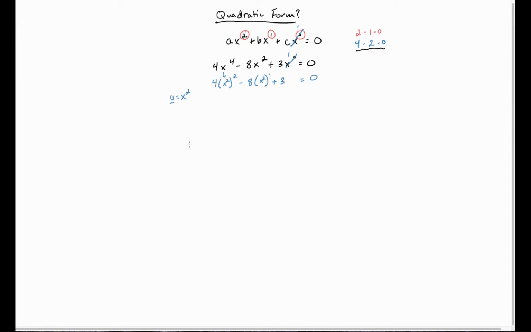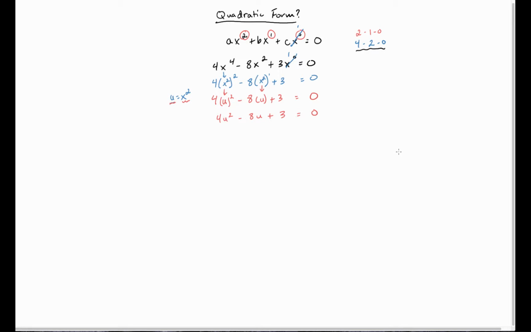And this is called u substitution. You don't have to use a u, you just use a variable. But let's see what happens when I perform that actual substitution. So anywhere there's an x squared, I can replace it with u. And so I'm going to do that. I've got 4u squared minus 8u plus 3. And I'm going to clean that up a little bit.